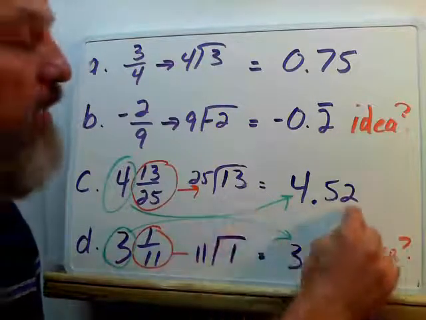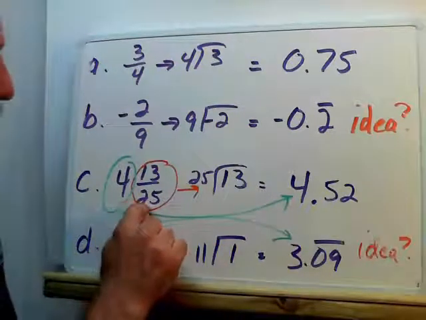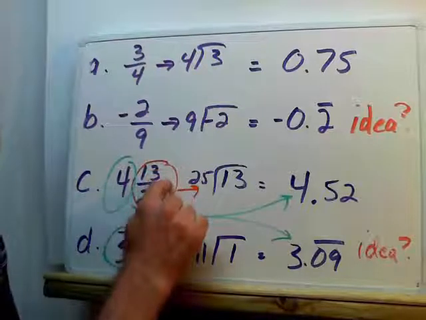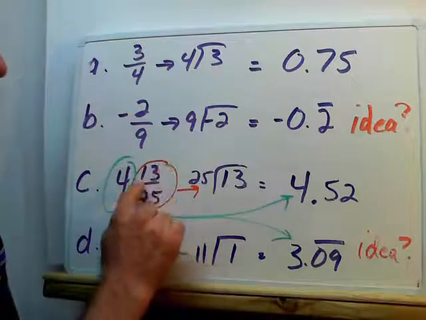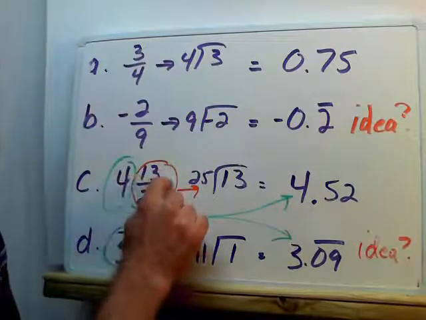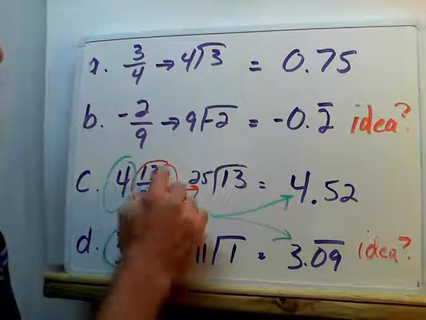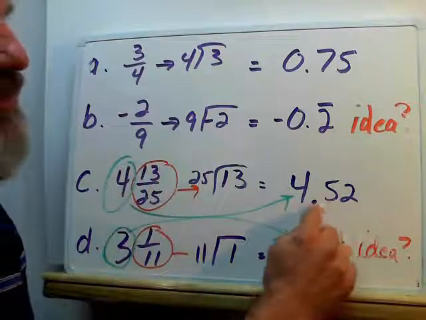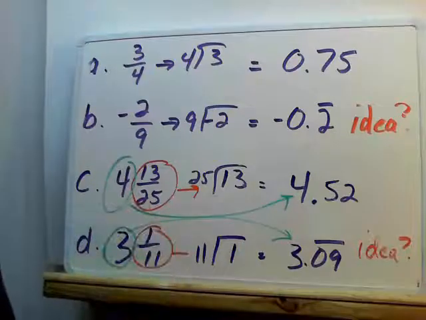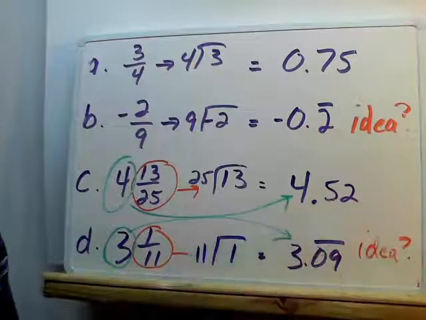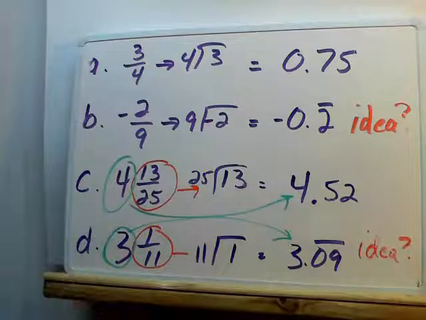Well, in order to put this in hundredths, we would have to multiply this by 4, so simply multiply 13 times 4. Many of you can do that in your head. 10 times 4 is 40. 3 times 4 is 12. 40 plus 12 is 52. So it's 52 over 100. 4 and 52/100ths.